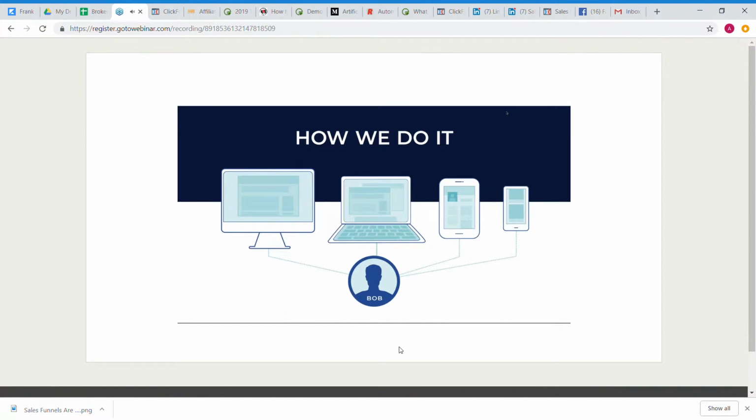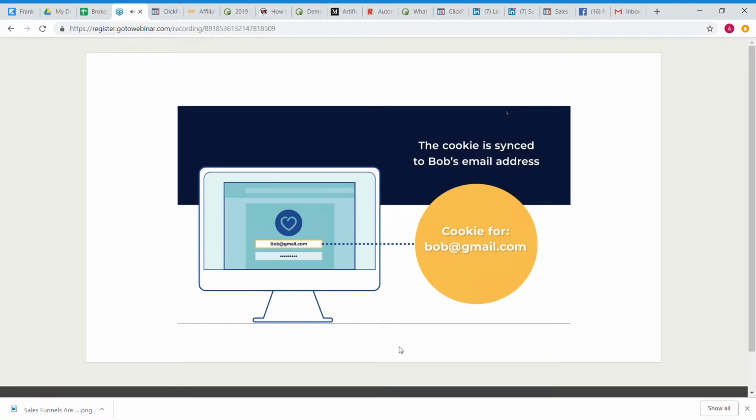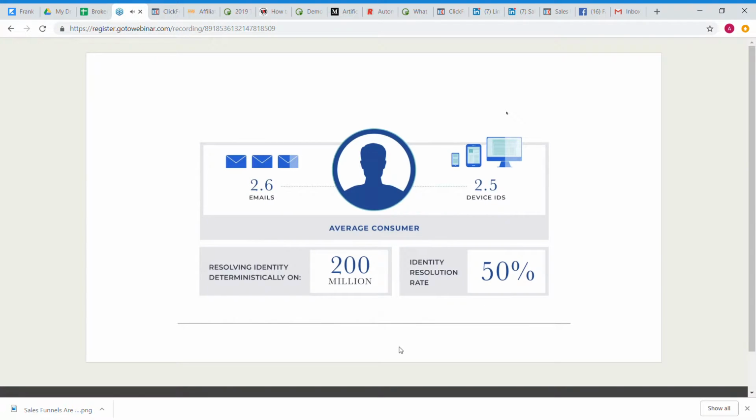Look at all the device options that Bob could use. So when Bob logs back into this content, if he comes from a device like, let's say, his iPad, then we're able to also log his device ID for that particular device. So not only are we connecting his identity, we're also connecting his devices. And so what that allows us to do is build out our graph. Our identity graph right now has 2.6 emails and 2.5 device IDs per person. We currently purchase, on average, every month, about 200 million people. Our graph is averaging about 250.